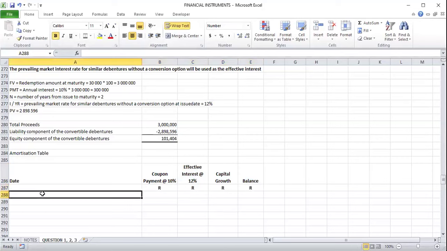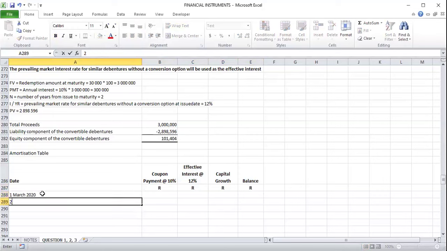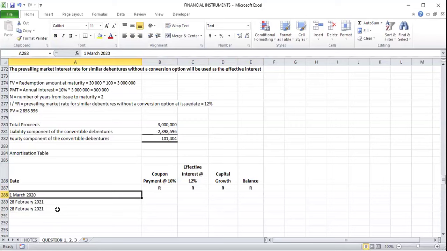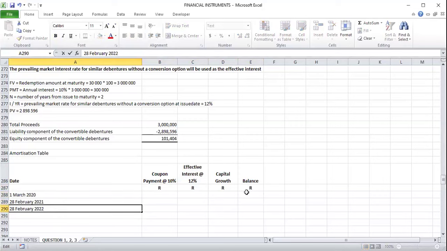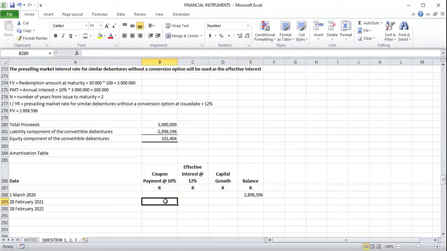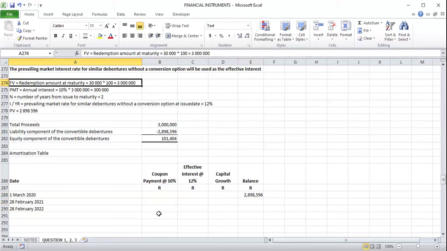Right. So we have 1 March 2020, 28 February 2021, and 28 February 2022. That's the redemption date. We start with 2,898,596. Right, there's also capital growth because the FV is 3 million, remember, and it's more than the PV.